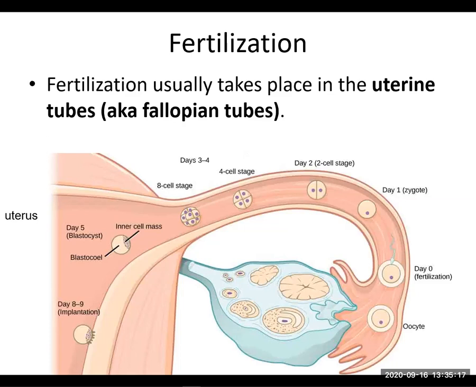So the easy quiz question is, where is the location of the fertilization? It's not the uterus, it's not the ovaries, it's in the fallopian tube. It's also called the uterine tube.